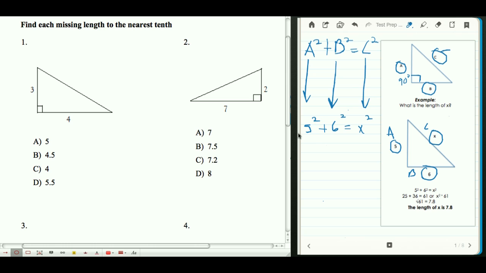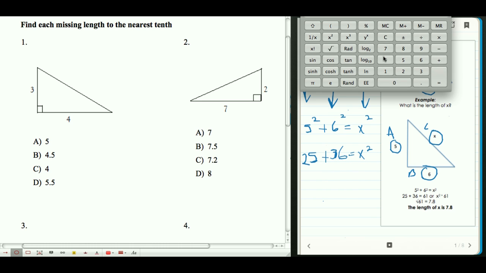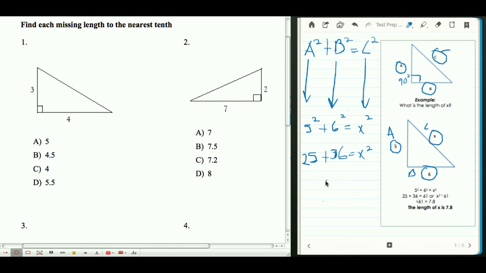Okay. So now solving these out, 5 squared, or 5 times 5, gives us 25. 6 squared gives us 36. And that's going to be equal to x squared. Now just for saving space, let's pull the calculator out. And let's say 25 plus 36 is equal to 61. Okay, so 61 is equal to x squared.